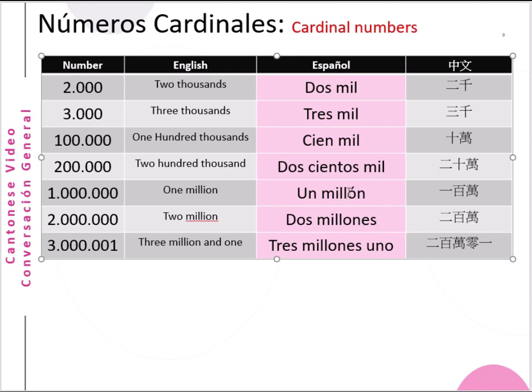And remember, when we see two L's together, the pronunciation of these two L's is not like the English L. So we don't read it with a normal L sound, and the two L's just sound like Y or J in English. Dos millones, 2 million. 3 million and one, tres millones y uno. If you remember, we don't need an "and" between the million and the one. So we just say tres millones uno, 3 million one. That means 3 million and one.